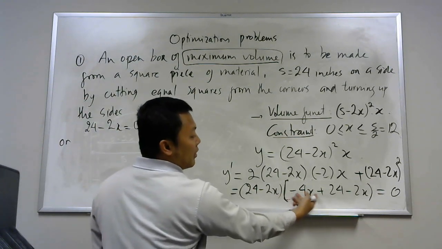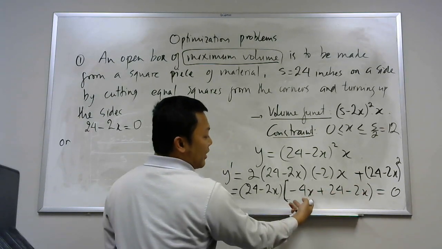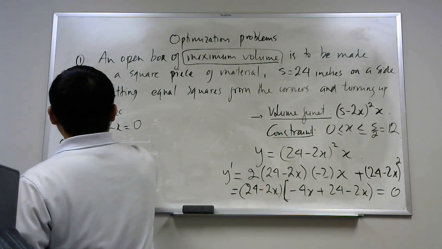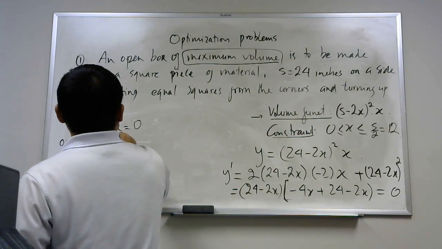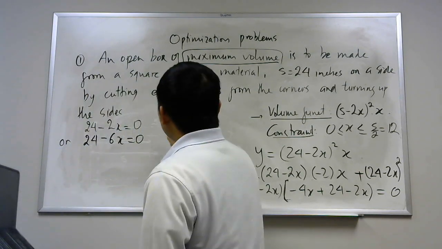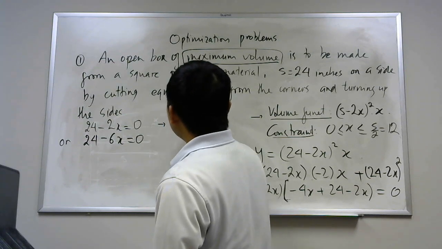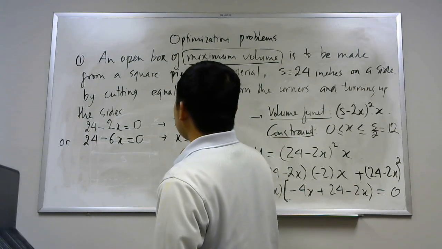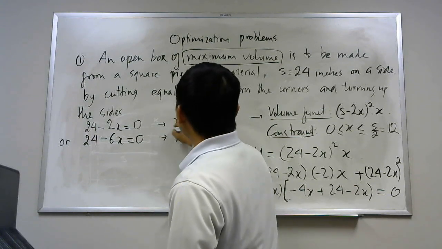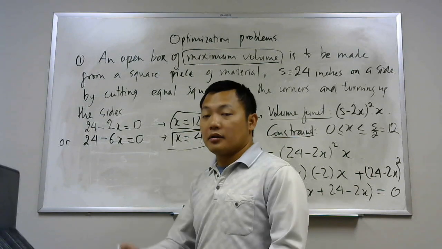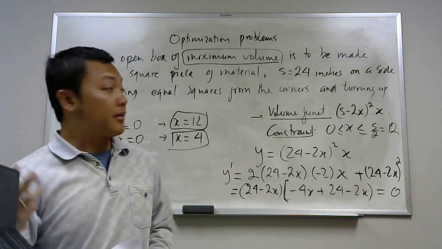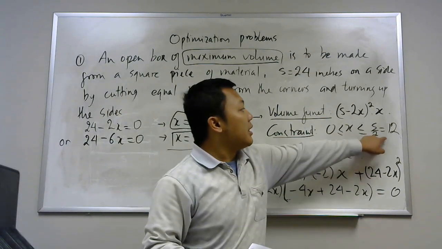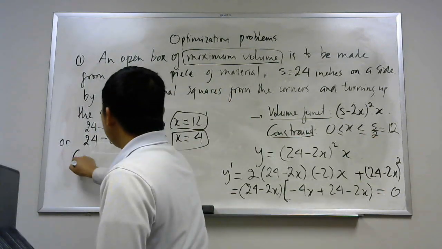here's -4, right? -2, together I have -6. -6 plus 24. So I write 24 minus 6x equal to 0. From here, I can get x equal to 12. And from here, I guess x equal to 4. So our volume function has 2 critical points, right? And here's the endpoint. Now I just need to compare.